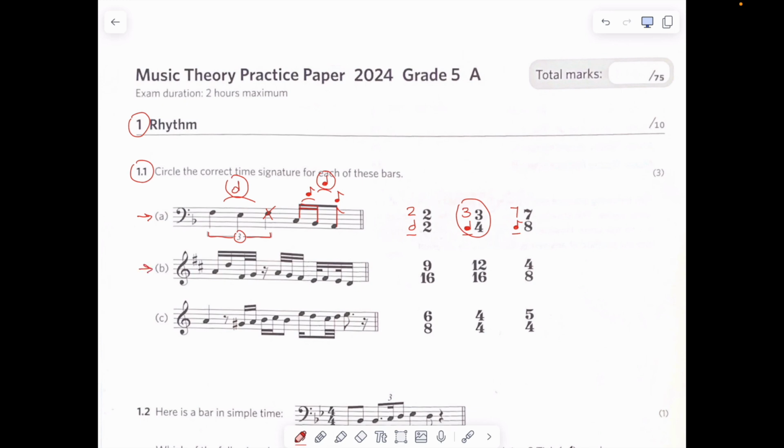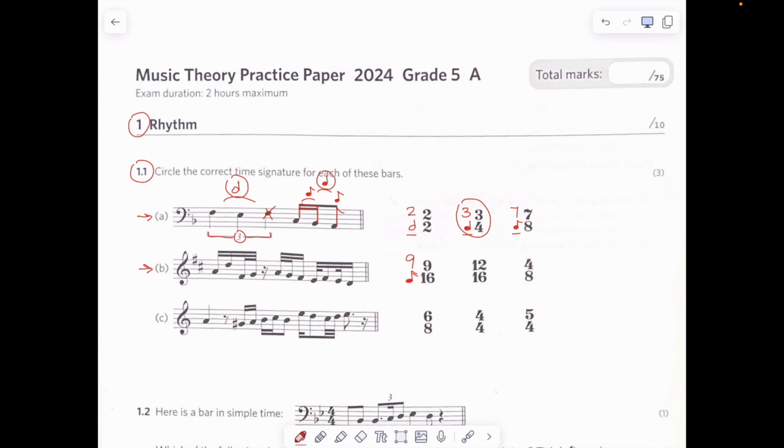Question B. Again, we're going to first look at the choices. Choice number 1 is 9-16 time. So 9 is 9. 16 means semiquavers. Now, however, here, it doesn't mean that there are 9 beats of semiquaver in a bar because top number 9 means it's compound time.